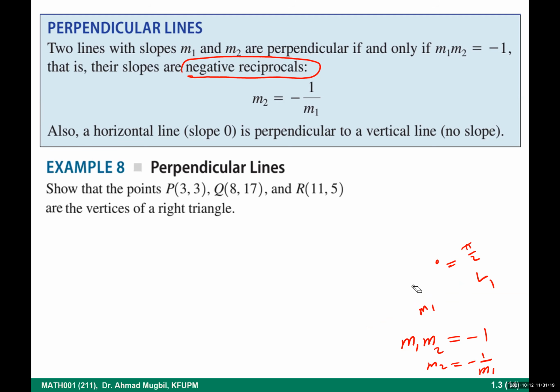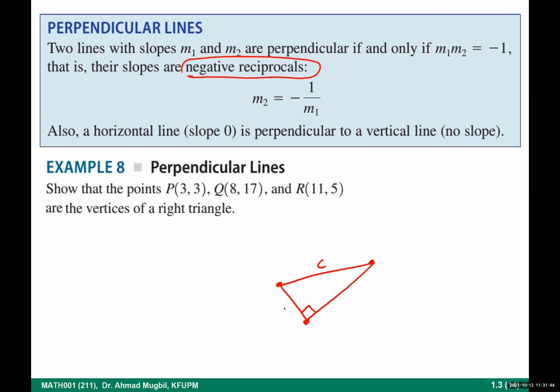Now we will solve another question that we solved in 1.1, if you remember. How did we solve this in 1.1? If you have 3 points and you need to show that they are vertices of a right triangle, what will you do? The distance. You will apply the Pythagorean theorem. How to apply the Pythagorean theorem? If you have a triangle, how to show that it is a right triangle?